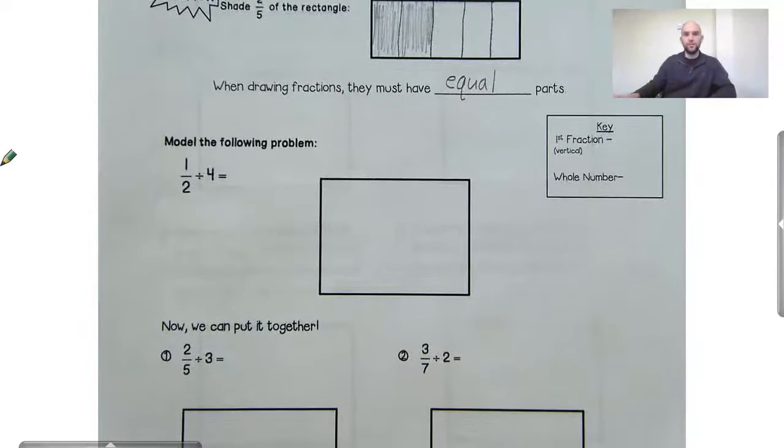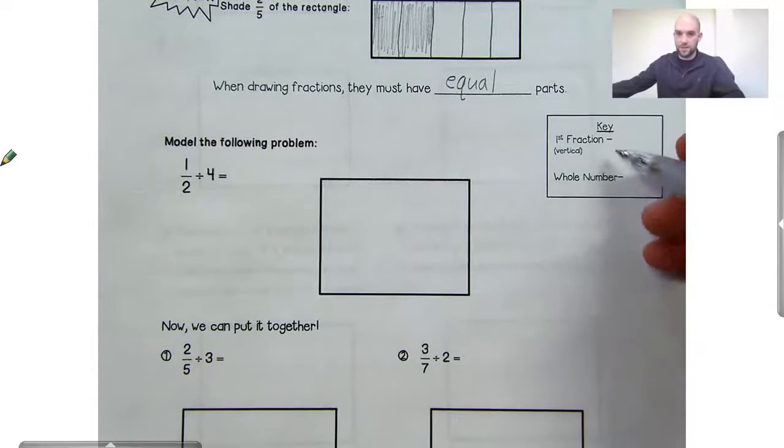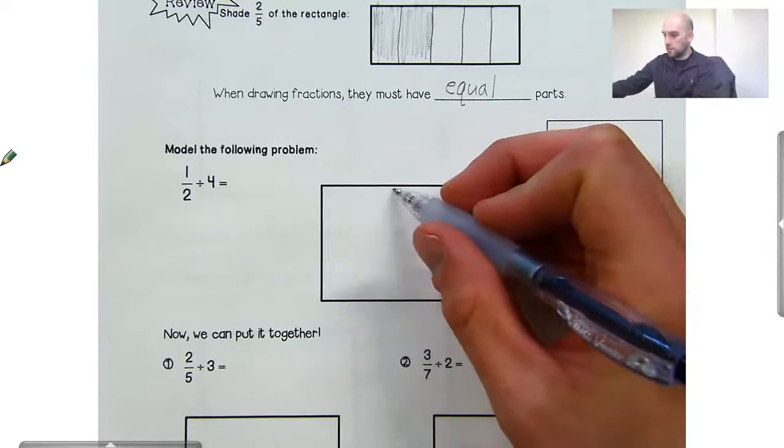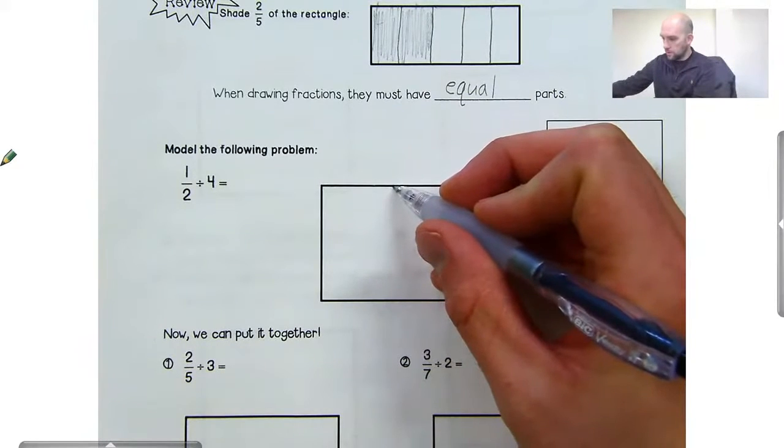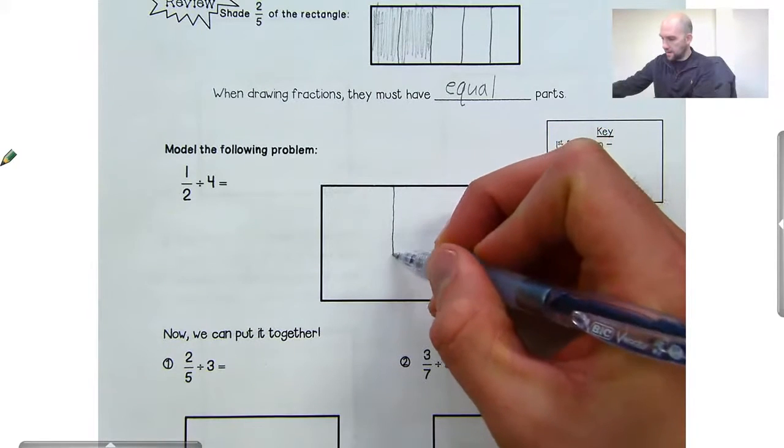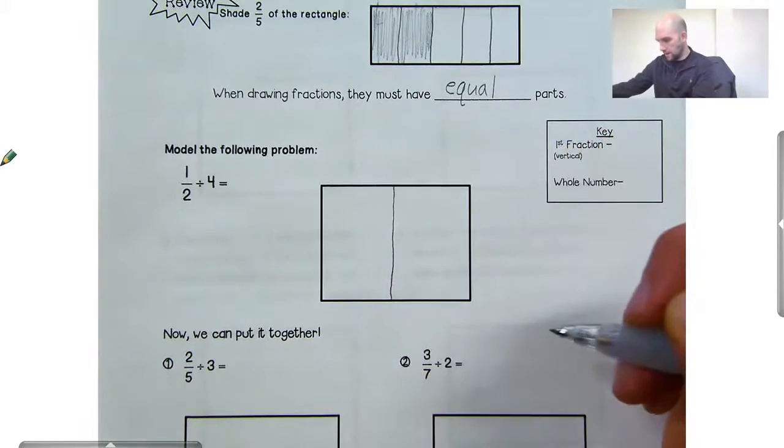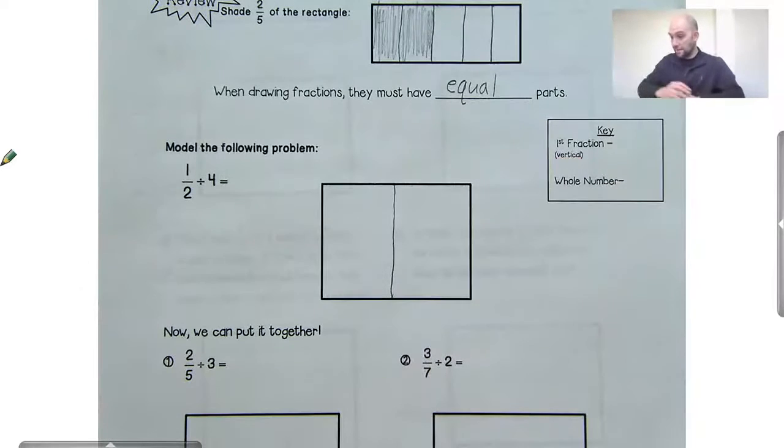So getting into our lesson for the day, where we're going to be dividing fractions by whole numbers, this question here asks us to model the following problem: 1/2 divided by 4. And what I'm going to do is first, vertically, it says our first fraction is going to be vertical. We want to show that like this. So we're going to split this rectangle here in half.